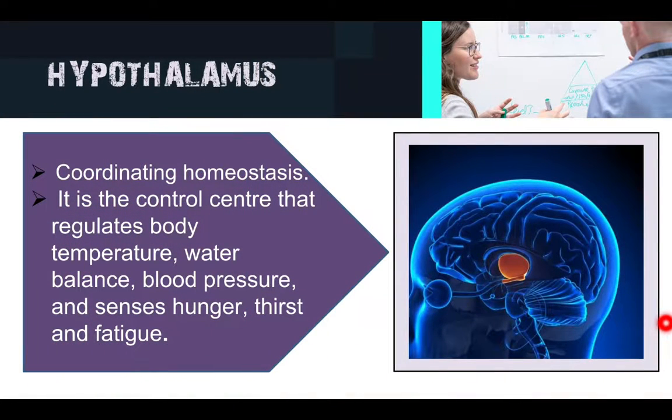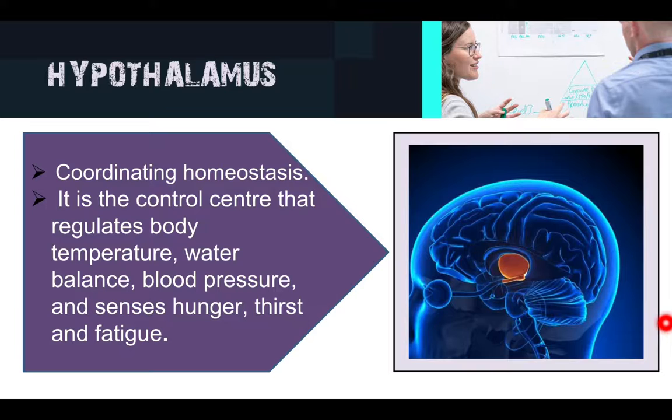Okay, the third component that makes up the human brain is the hypothalamus. The function of hypothalamus is coordinating homeostasis. We haven't learned about homeostasis yet. Oh, I think you have learned in science. Yes, you have learned homeostasis during your Form 1.